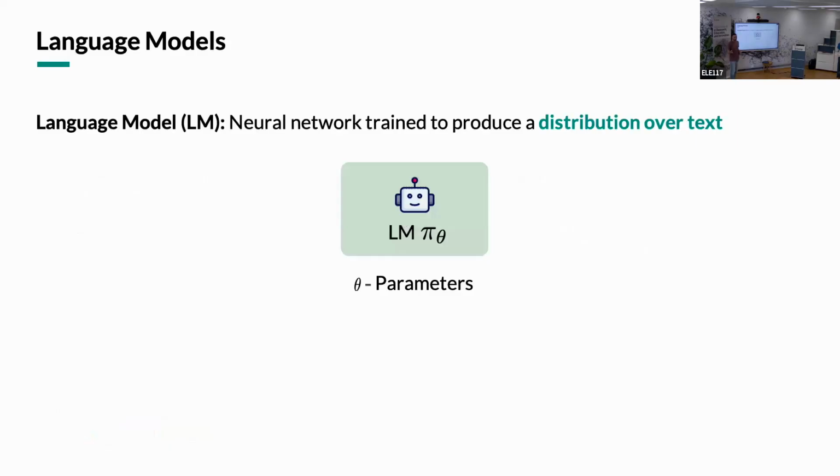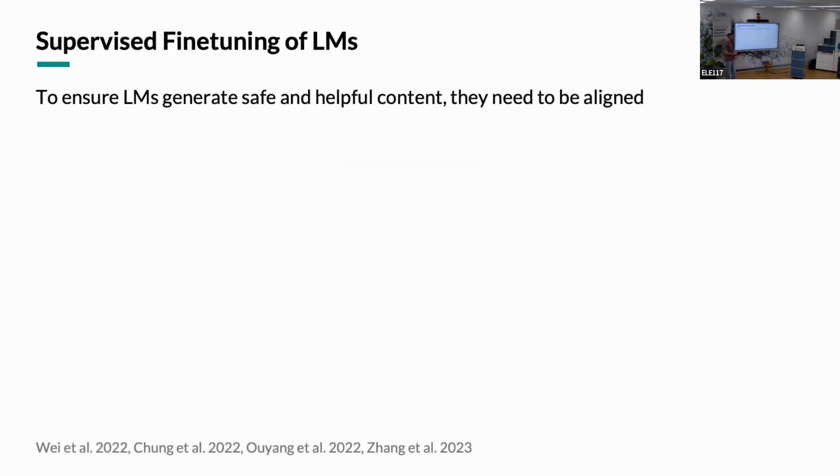But for our purposes, a language model is just a neural network trained to produce a distribution over text data, where we're going to denote this distribution by pi theta. Theta is the parameters of our model. What we can do with it, we can give it a prompt X. This is a sequence of tokens, and it gives us a distribution over possible responses Y, also a sequence of tokens. Now, to ensure that these responses are helpful and safe, we need to align our language model after we just trained it over data from the internet.